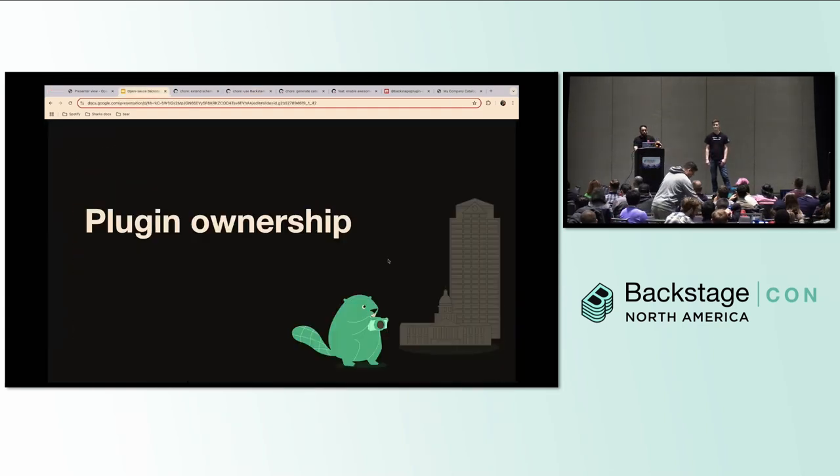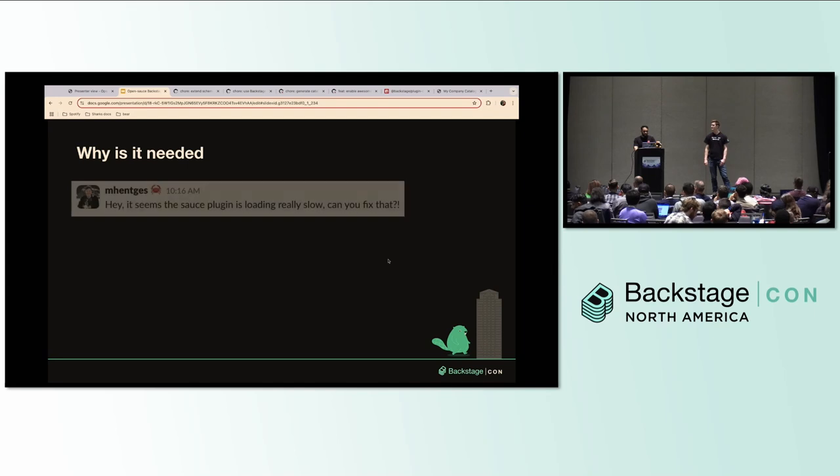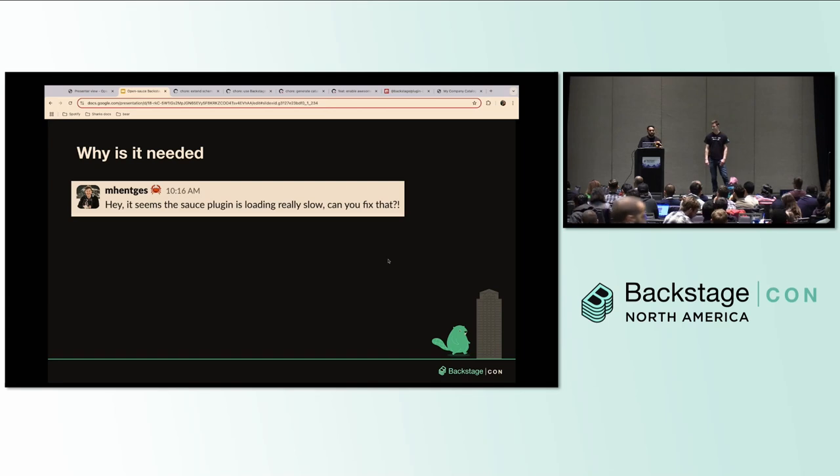Now let's talk about plugin ownership. Why is this needed? Again, if you're a maintainer of a monorepo, you probably have seen this message before. Again, Mitch, it seems that the sauce plugin is loading really slow. Can you fix it? And probably as a maintainer, you're not even the owner of this sauce plugin. So you have to find the owner and then redirect this message. It's a lot of headache actually.